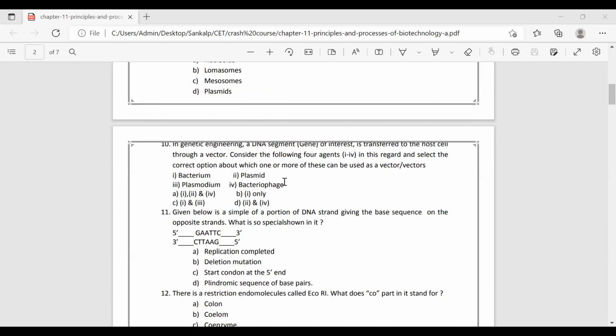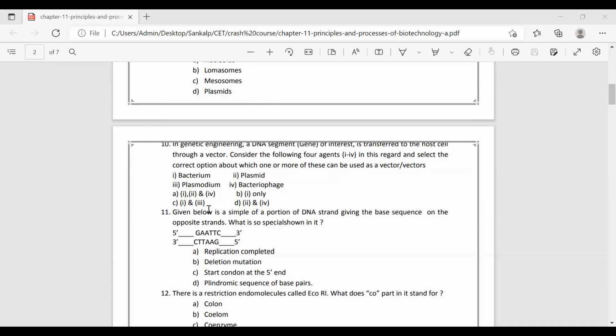Option D, 2nd and 4th. Option B, one only. Option A. Good. So here the 10th answer is option D, that is 2nd and 4th.